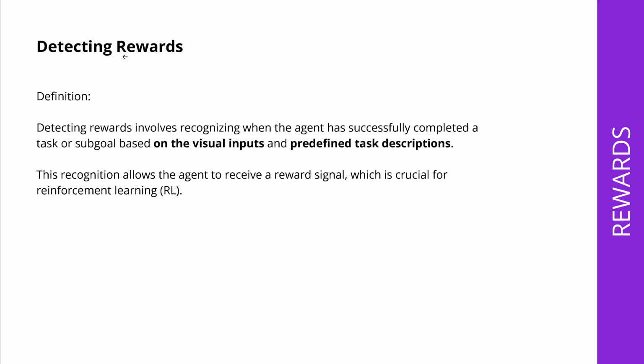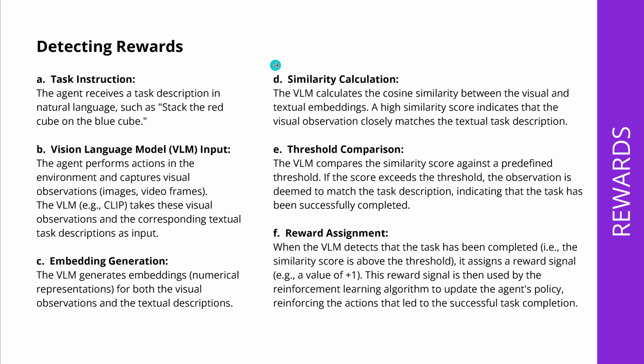Can you explain what is detecting rewards? Well, you know, we are in reinforcement learning. So what is the definition? Detecting rewards, what I mean, involves recognizing that an agent has successfully completed a task or a sub-goal based on the visual inputs from the camera, from the sensor network, from the sensor array our AI conglomerate has, and the predefined task description, either from me or the sub-goals from the LLM. And this recognition allows the agent to receive a reward signal, positive or negative, which is crucial for reinforcement learning. Now, I'll give you all the steps if you want to be a little bit more precise.